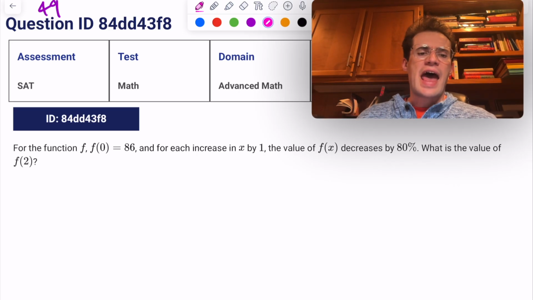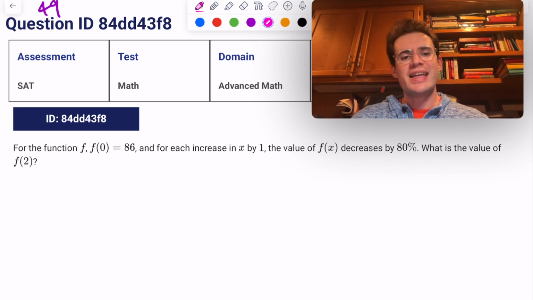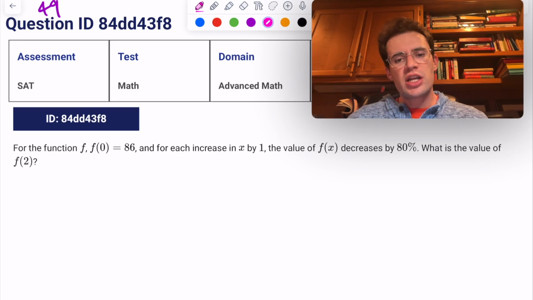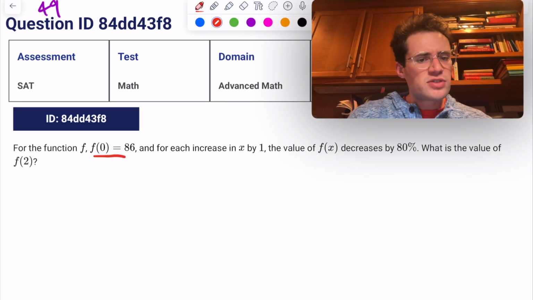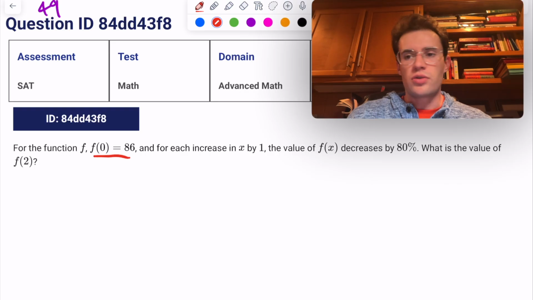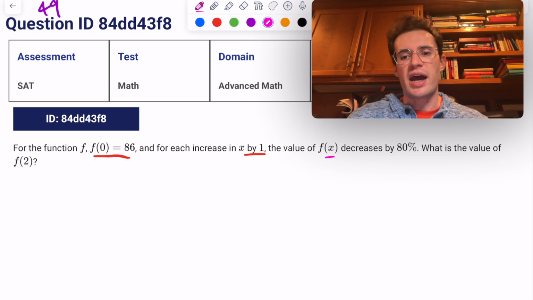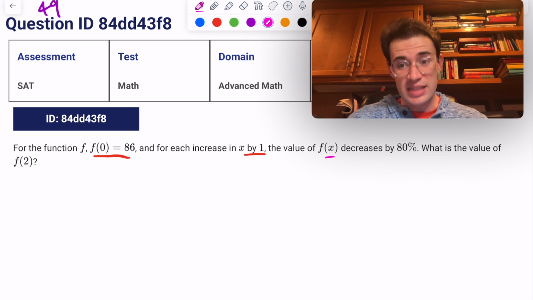For the function f of 0 is equal to 86, and for each increase in x by 1, the value of f of x decreases by 80%. What is the value of f of 2? For the function f of 0 equals 86, that's your initial value: when x is equal to 0, we get an output of 86. And for each increase in x by 1, so every time x goes up by 1, the value of f of x, the output, decreases by 80%.